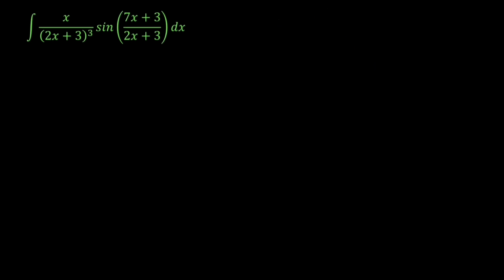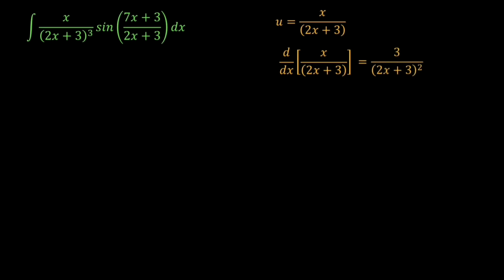So what can we do? Let's substitute u equal x over (2x plus 3). Differentiation of x over (2x plus 3) equals 3 over (2x plus 3) perfect squared. Using this u value, we can express the (7x plus 3) over (2x plus 3) value in terms of u. Clear? So, we now have the substitution value.